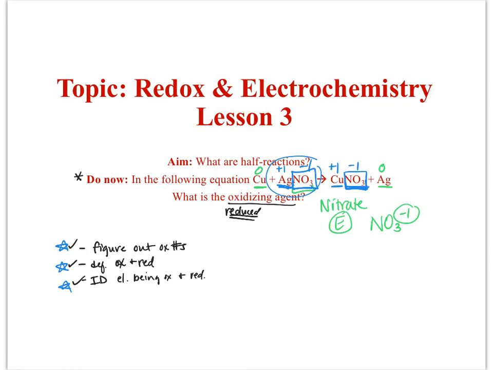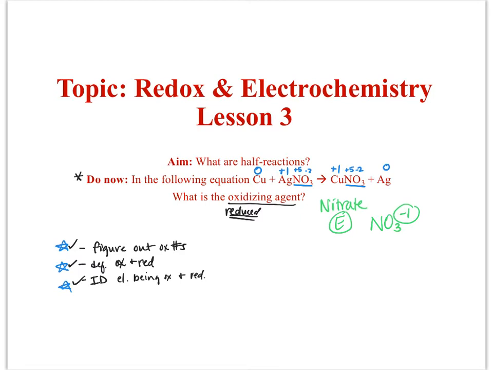So let me clean up this equation with the numbers so we can see it a little bit better. So we have a 0, we have a +1, nothing's going to happen here. We have a +1, nothing's going to happen here, and this is a 0. Incidentally, this is a +5, and these are each a -2 if you calculate them out, but you don't need to worry about it because they're not changing. Okay, so that's the first step, figuring out oxidation numbers.